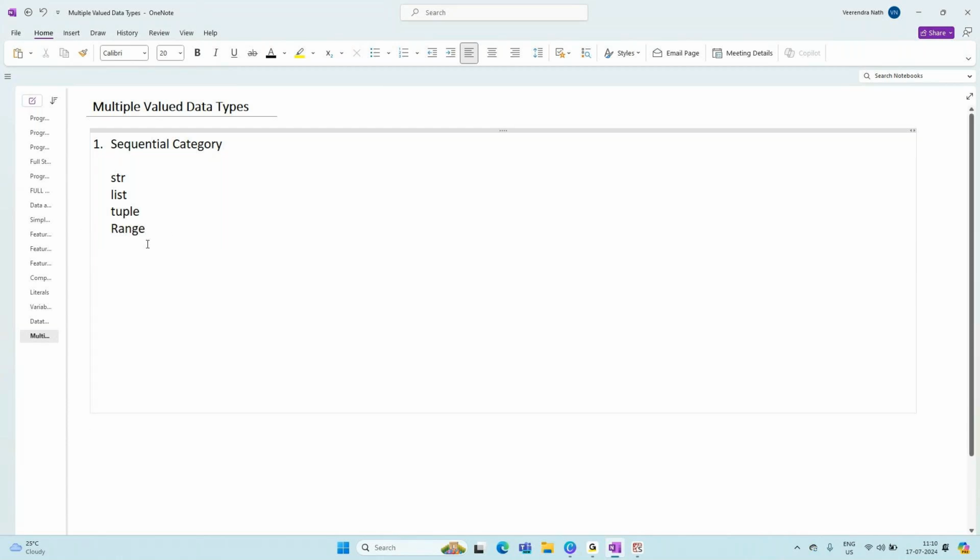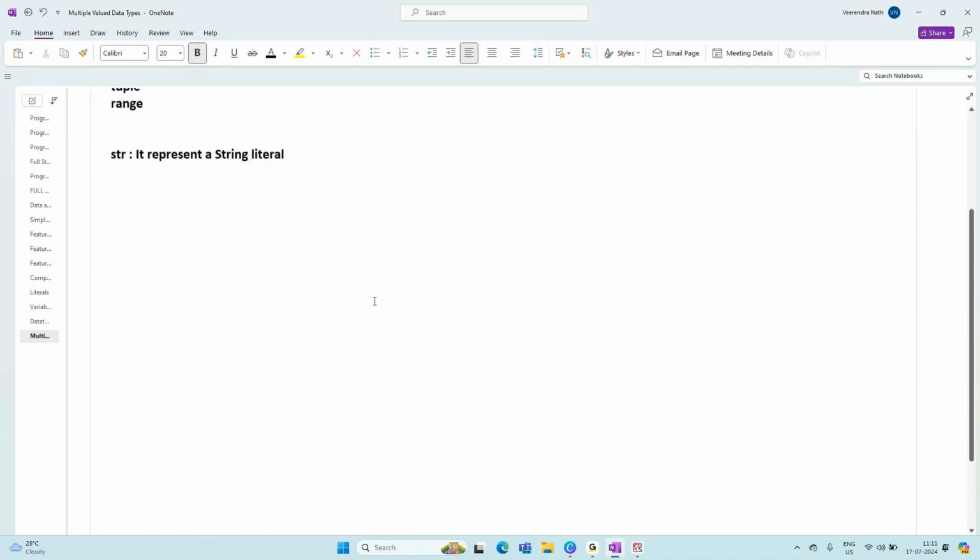Okay, if anyone remembers what was str, I told you str is nothing but a string. First we'll talk about str. It represents a string literal. What does it represent, sir? It represents a string literal. str represents a string literal. Yes, clear? Okay.